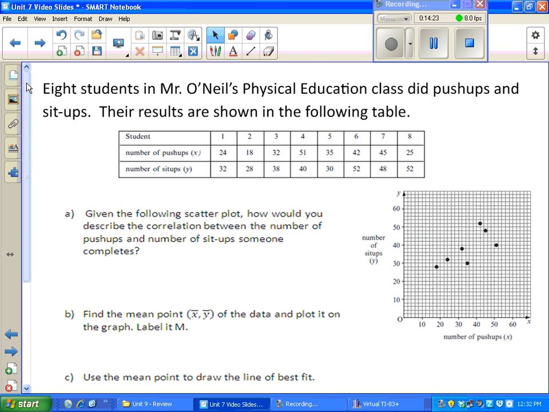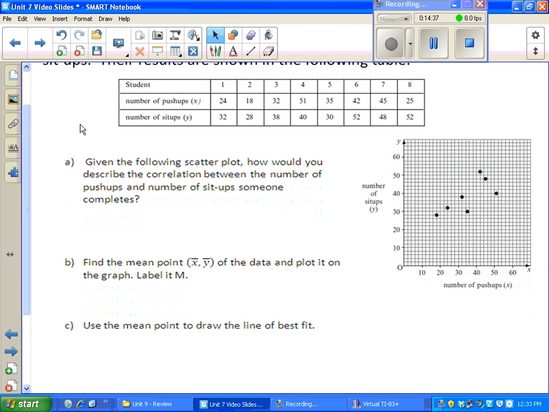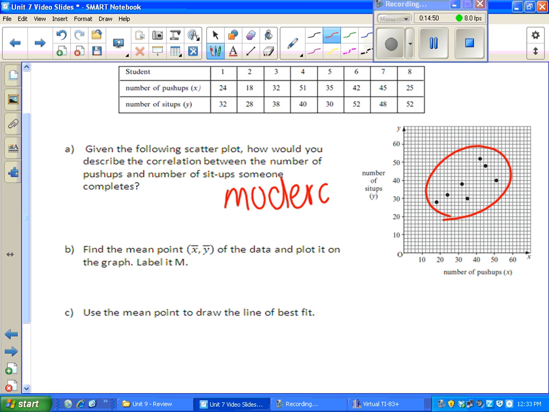All right, so here's an example where you would talk about R and scatter plots. It says 8 students in Mr. O'Neill's phys ed class did push-ups and sit-ups. The results are shown in the following table. So you have your X values, your push-ups, your Y values, your sit-ups. It says, given the following scatter plot, how would you describe the correlation between the number of push-ups and the number of sit-ups? Well, I'm looking at this and I'm thinking, okay, my data here is generally going upward, but not really strong. So I might say it's a moderate positive relationship.